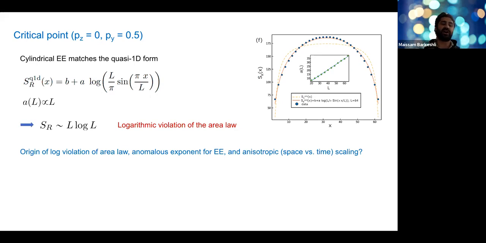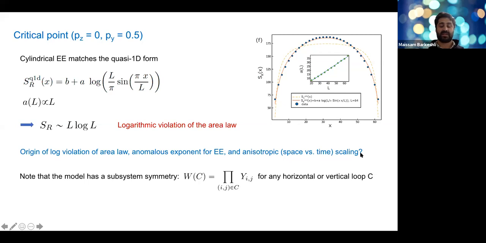This critical point has a log violation of the area law, an anomalous exponent for the topological entanglement entropy, and anisotropic space versus time scaling. Now, we don't really know why this is happening and what exactly the origin is.